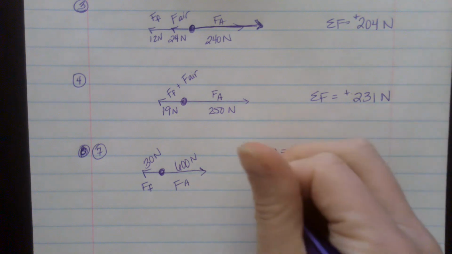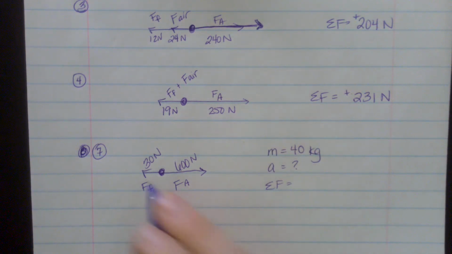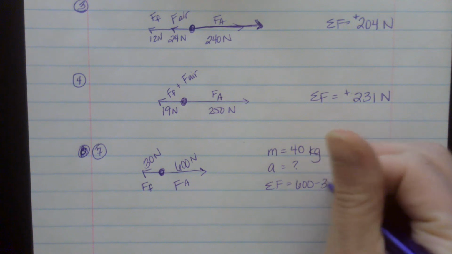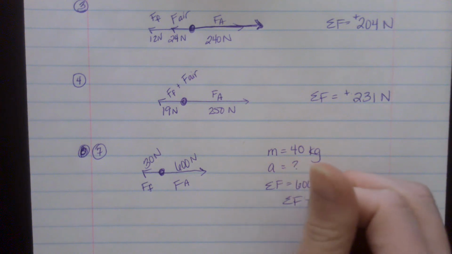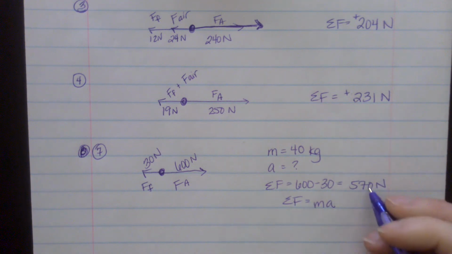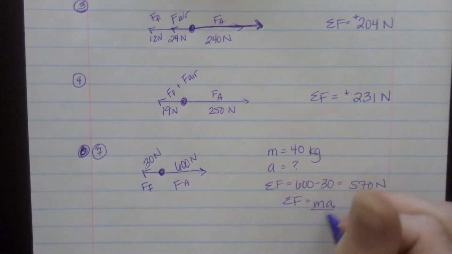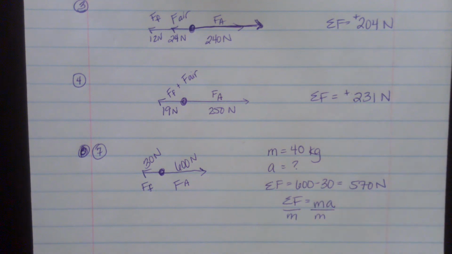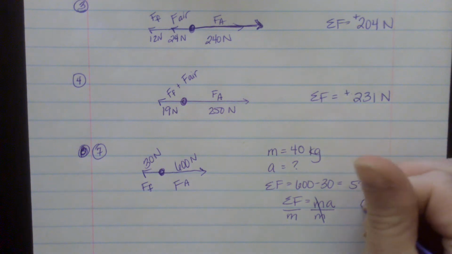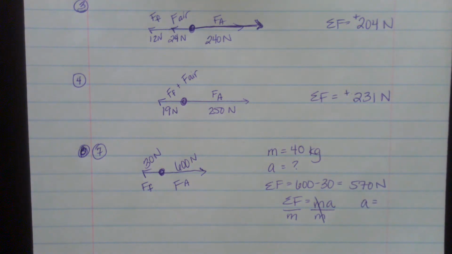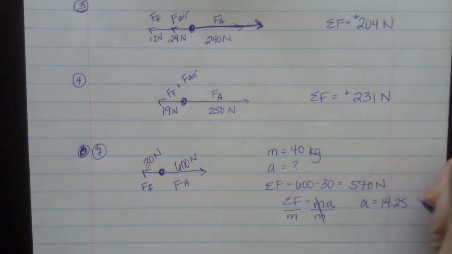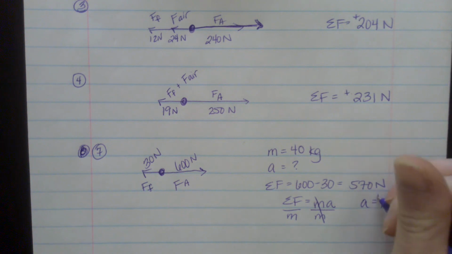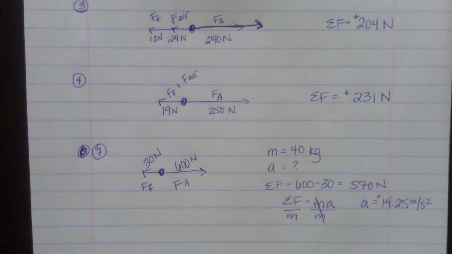So here you would have to first find the net force. So 600 minus 30 is 570 newtons. Then you can use Newton's second law, F equals ma. 570, so you'd have to divide by the mass to get an acceleration of 14.25 meters per second squared, and that's in the positive direction. Number 8.